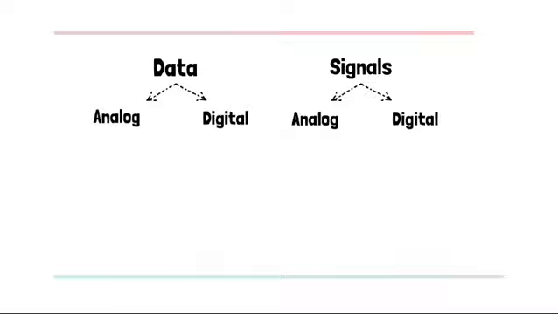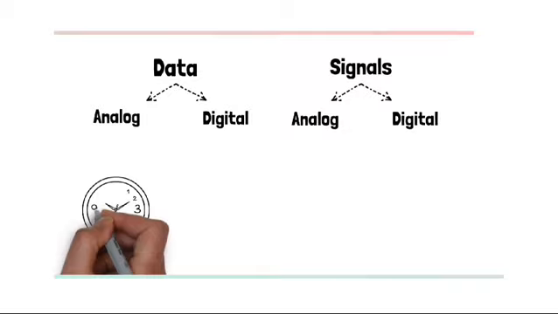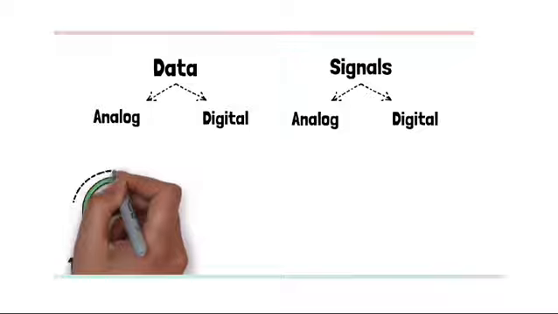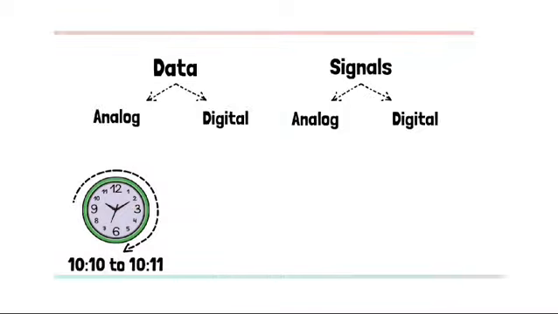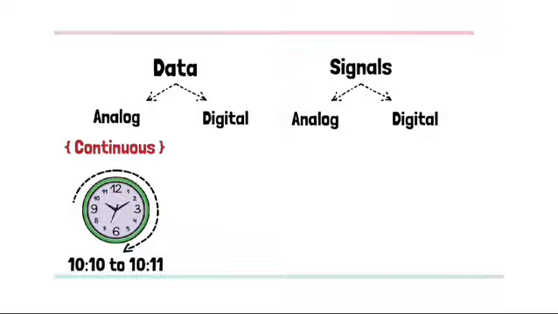An example of analog data is the information provided by an analog clock that has hour, minute and second hands. As time moves from 10:10 to 10:11, the clock hands show a continuous movement. That is, there is no sudden jump from 10:10 to 10:11. Such information, which is continuous, is called analog data.